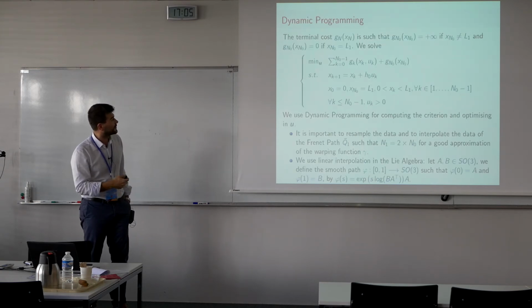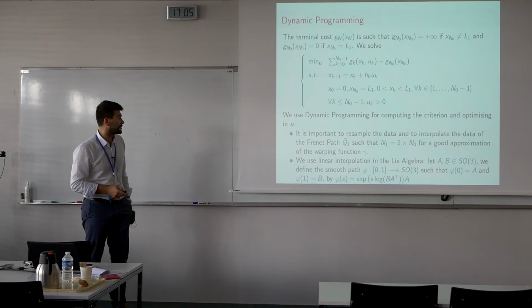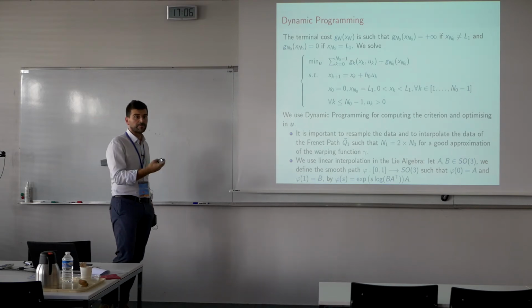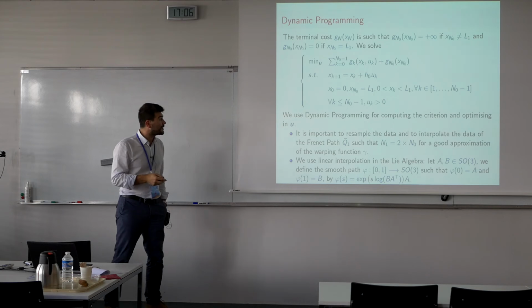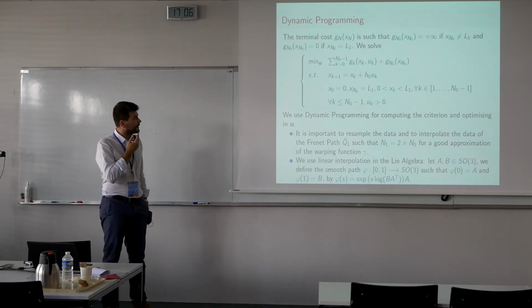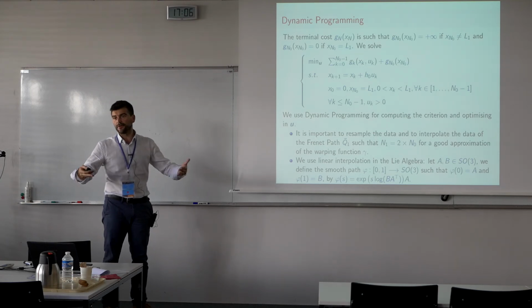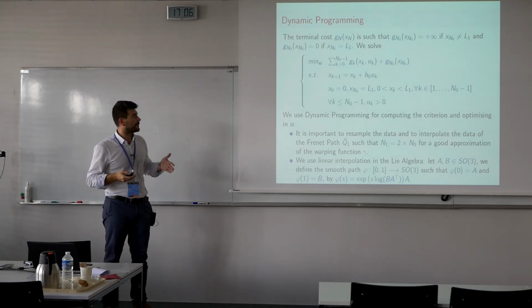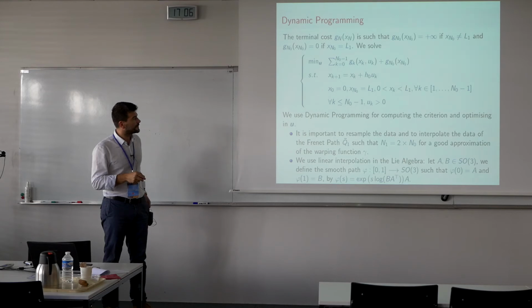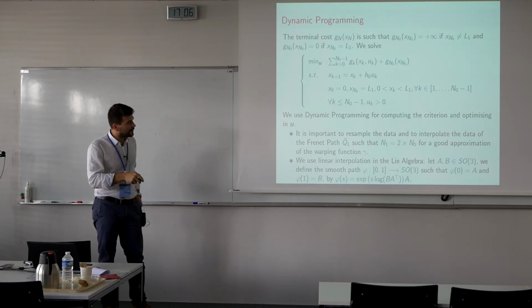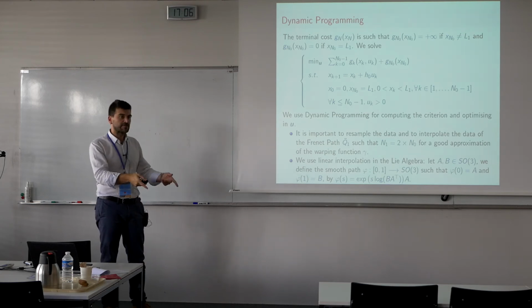And we solve that. You can solve that relatively efficiently. What we found very important in the use of this dynamic programming algorithm is that you cannot have the same grid size for n0 and for n1. You need to have n1, the discretization for the curves that you want to align, be much bigger, twice, than the initial one.